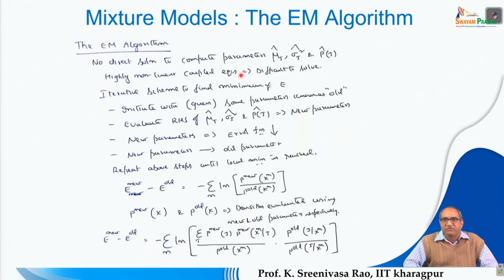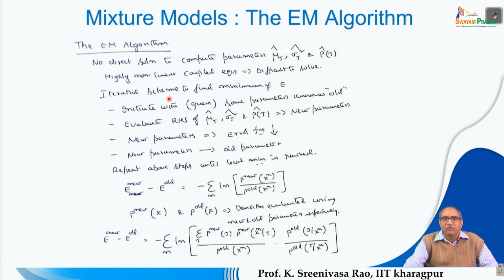So, therefore, it will be difficult to estimate these nonlinearly coupled equations. It is difficult to solve, basically. Therefore, instead of computing the optimum parameters using this nonlinear optimization, what we can do here is use iterative solutions. We can use an iterative scheme.